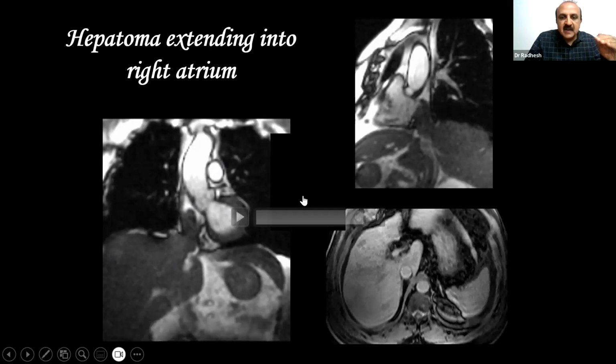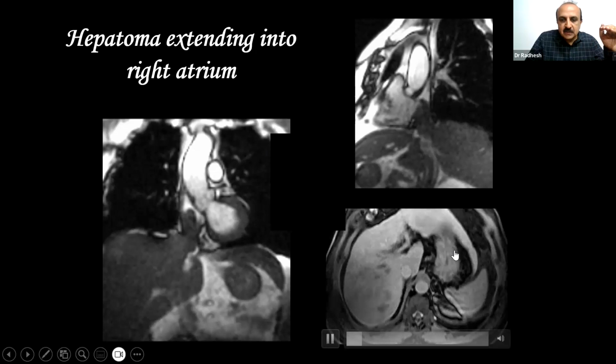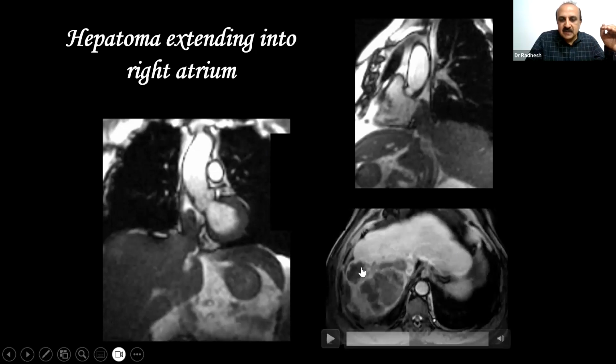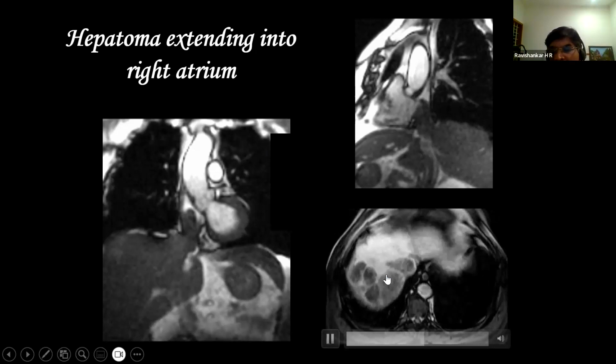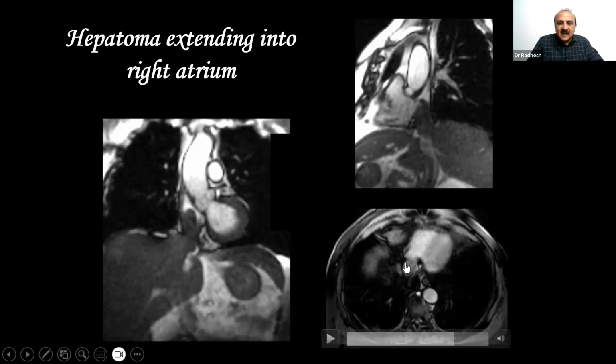When we did a contrast study, we found this. I'll just stop there. You see, this whole thing is the tumor. The liver outlines are nodular, they're cirrhotic. This is hepatoma, and you see the thrombus inside the IVC. So this thrombus is what you see here, which is going into the RA.